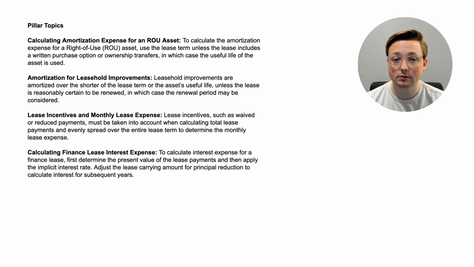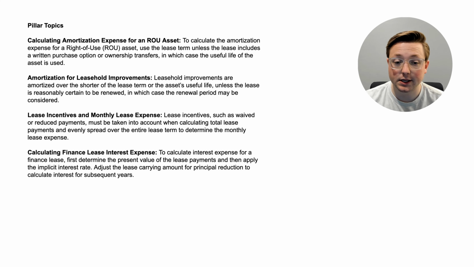You just take the amount that you calculated based off of the present value of the minimum lease payments, and that is the right of use asset most of the time, and you divide that by either the lease term or the useful life, and that gives you the annual amortization for that right-of-use asset.